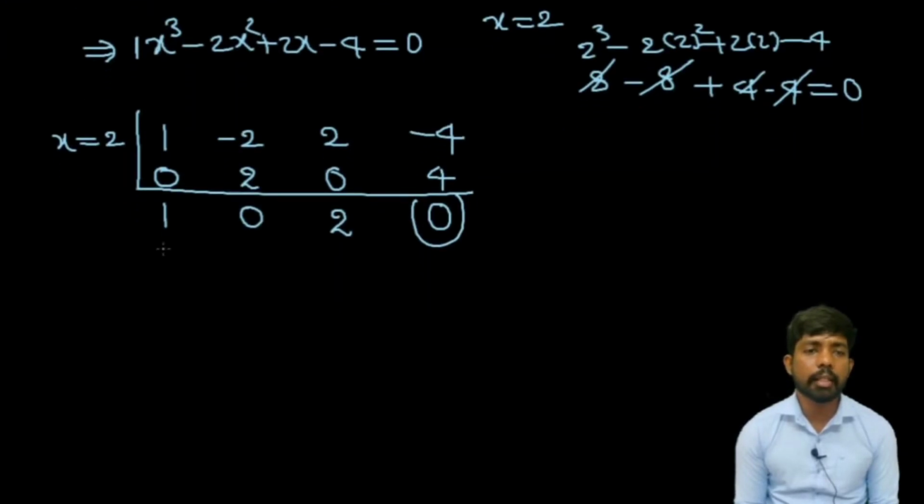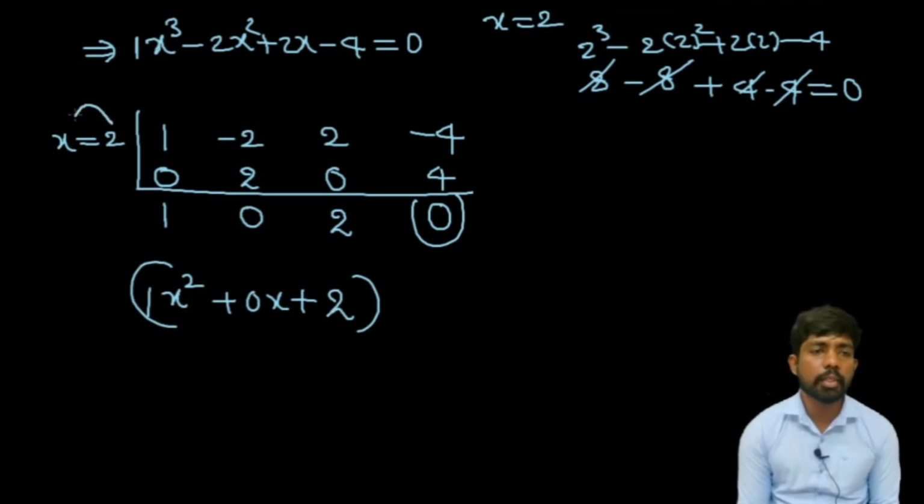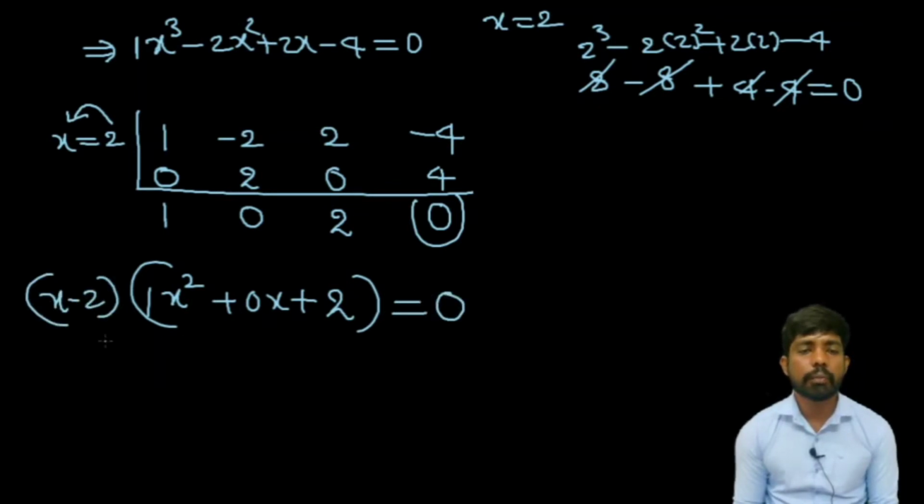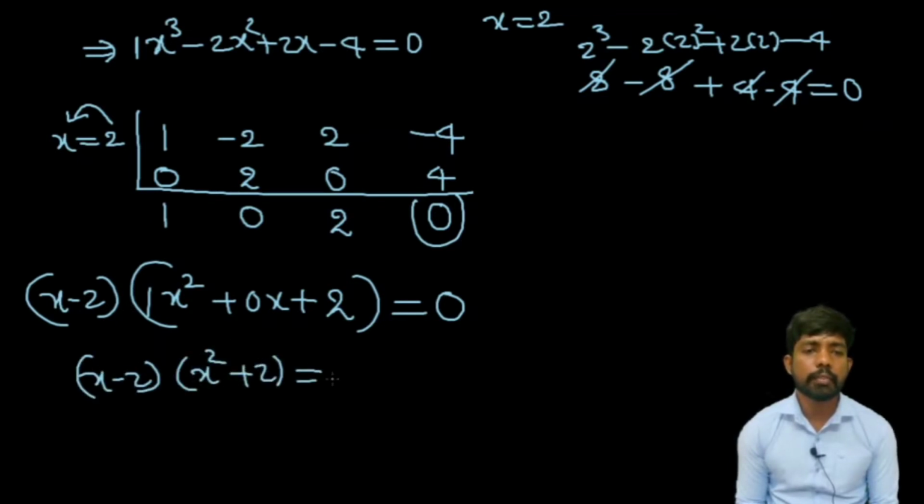Now here we will write x square, x and constant. The cube term is reduced into a square term. Now x square, x, this form can be written as 1x square plus 0x plus 2. This is quadratic, and x equals 2, send it to the left hand side, it will become x minus 2. Therefore this one factor is equal to 0. Hence x cube minus 2x square plus 2x minus 4 can be written as (x minus 2)(x square plus 2) equals 0.